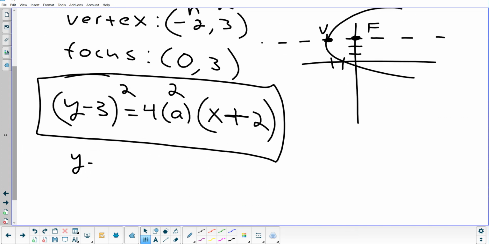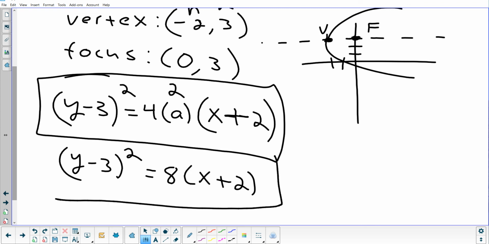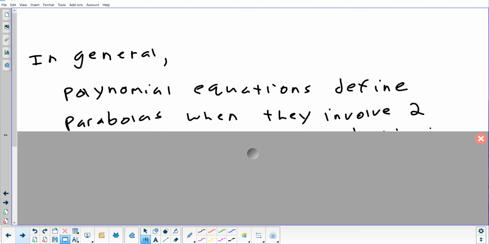So it's y minus 3 squared. You don't do that out. And what number is in front of the parentheses? 8. And you don't do that out. So you do have to find A. Any question on that? All right.